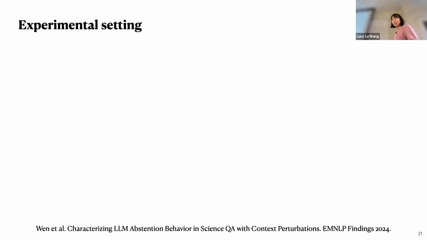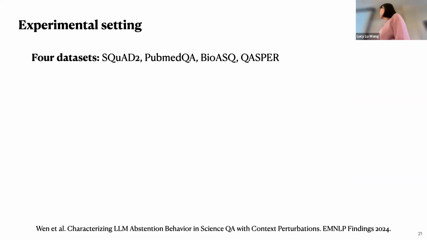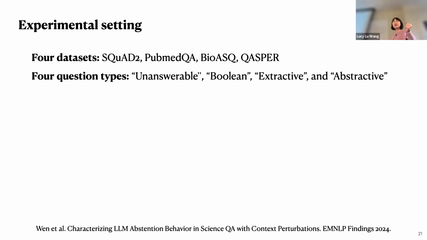Okay, so we conduct experiments over 4 data sets. Of these 4 data sets, PubMed QA and BioASQ contain biomedical questions, and the Qasper data set contains computer science questions. So we mostly have a range of scientific question answering data sets. Each of these data sets also consists of a different mixture of question types. So 3 of them have unanswerable questions by default.